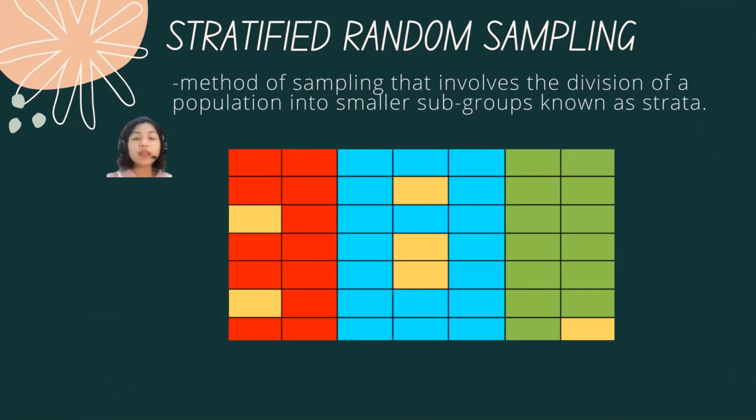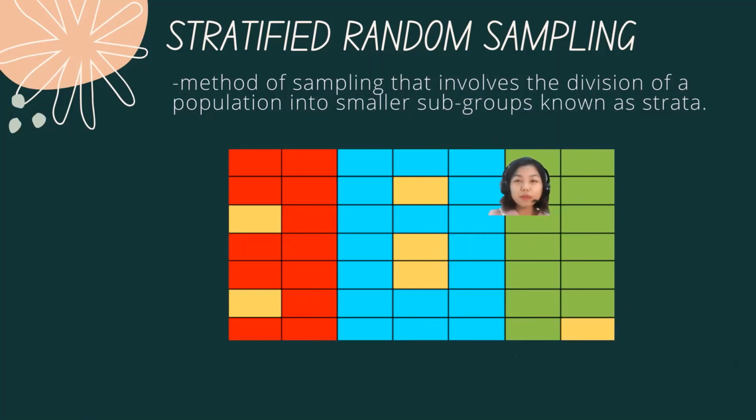Another thing, we call this stratified random sampling. So, this is a method of sampling that involves the division of a population into smaller subgroups known as strata. So, this is actually one stratum, another stratum, and the third stratum. So the entire population is divided into strata or stratum. And in each stratum, doon tayo magsaselect ng ating part ng sample. So sa first stratum, ito yung napili. Sa second stratum, ito yung napili. At saka sa last stratum, yun yung napili.